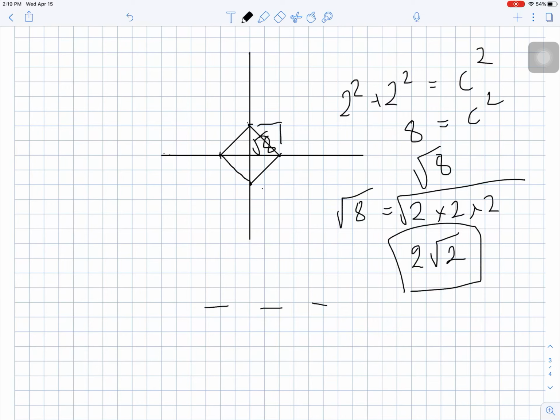But that happens 4 times, right? So we have 2, 4, 6, 8. So the answer will be 8 times the square root of 2. That's your perimeter.